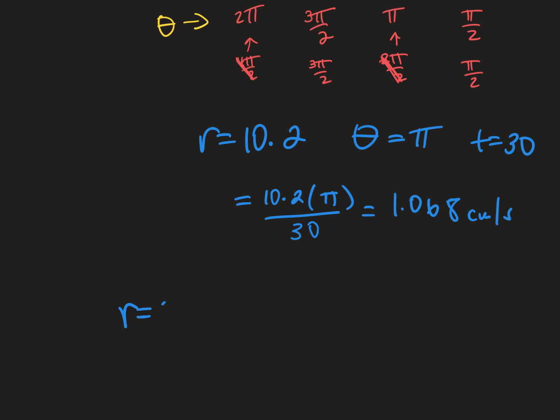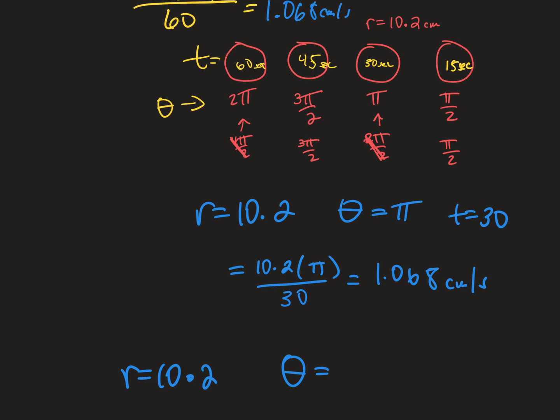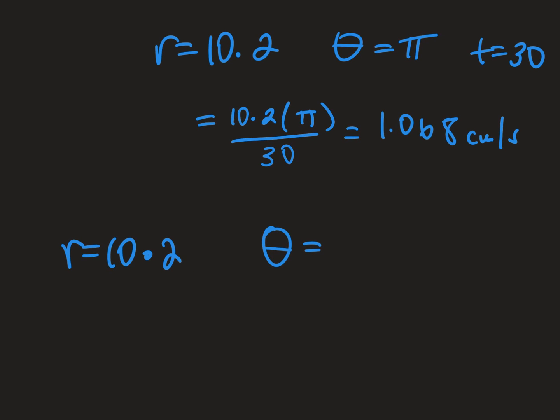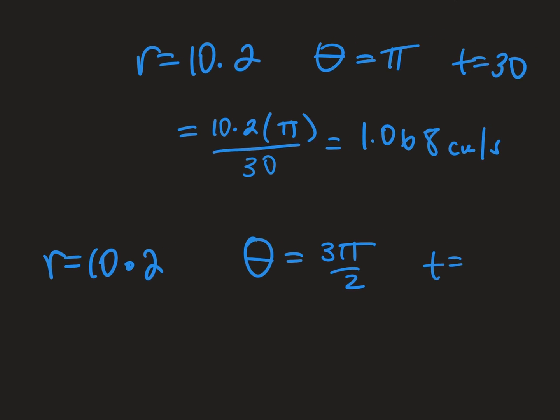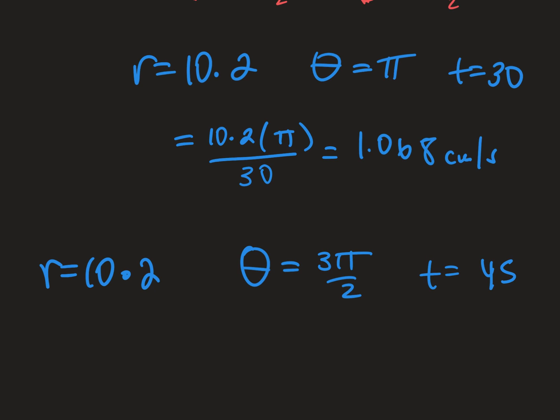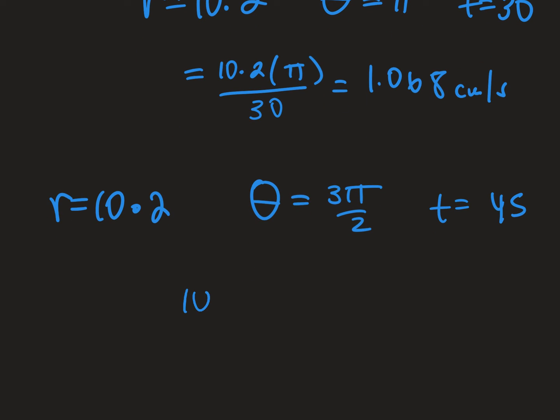So think about it. My radius here is going to be 10.2. But now I'm going 3/4 of the way around. So what is my theta if I go 3/4 of the way around? 3 pi over 2. And what is the time that I'm going to use? 45 seconds. So be careful in your calculators, guys. You have 10.2 times 3 pi over 2, and then you divide that by 45.